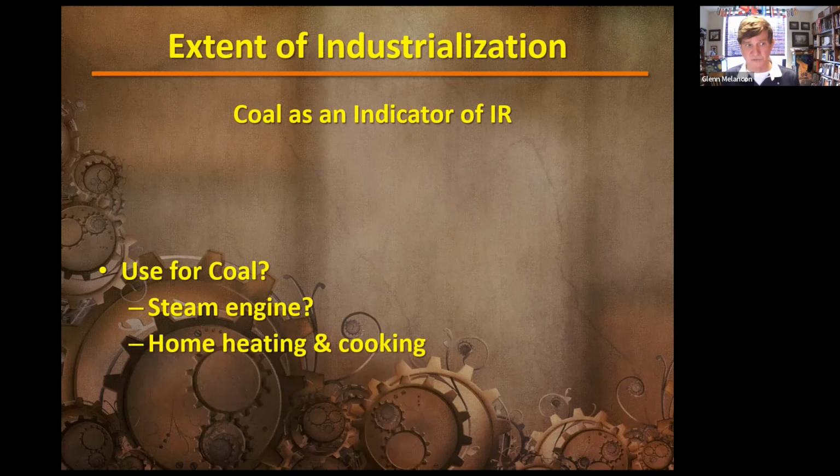Most coal was used for home heating and home cooking. There weren't enough trees. And when people moved into cities, they still needed to cook. They still needed to heat their home. And so they had a coal box. They didn't have a wood fire.